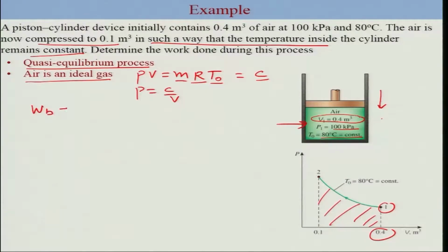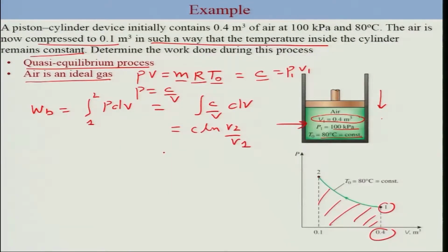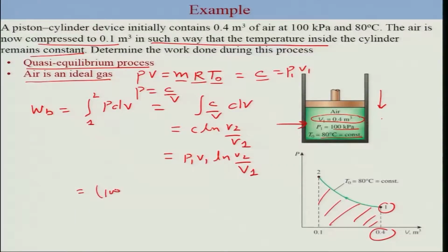Now what is the boundary work? Boundary work is the integral from 1 to 2 of P dV, and this we can write as the integral of C by V dV, or C ln V2 by V1. Now what is C? C can be written as P1 V1. So this is nothing but P1 V1 ln V2 by V1. Now you can plug in the values which are given already to you, because you know the pressure, the initial volume, and the final volume. So let's try to do that. So this is 100 kilopascal, 0.4 meter cube, ln 0.1 by 0.4, and this is minus 55.5 kilojoule.